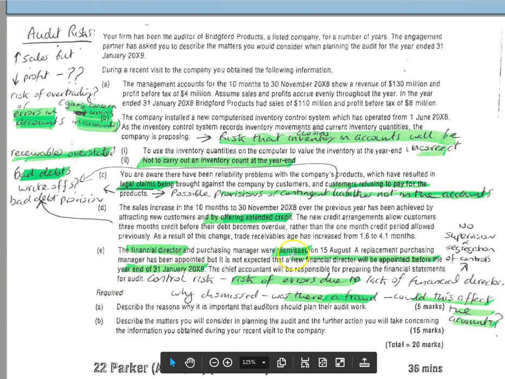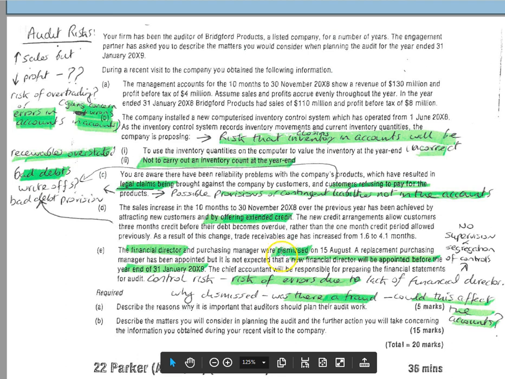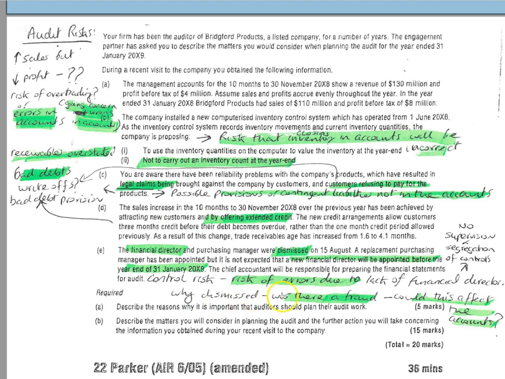And then the risk with the dismissal and the new financial director not coming in, risk of errors. It's a control risk. The financial director would supervise the chief accountant and would help with segregation of some key controls, perhaps. So there's more chance of errors in the accounts. And also, anytime you see something about staff being dismissed, particularly key staff, you'd ask as auditor, what happened, why, was there a fraud, and could this fraud affect the accounts?